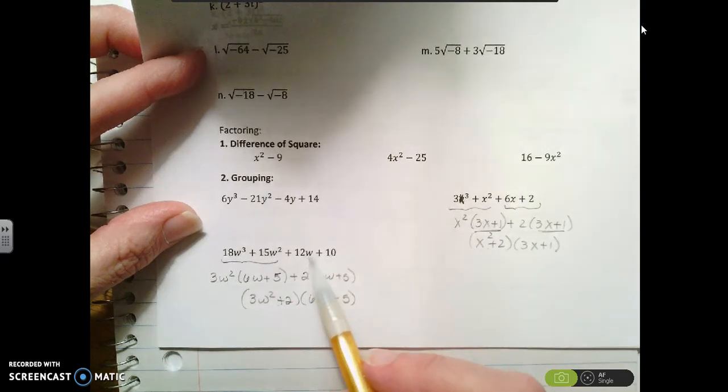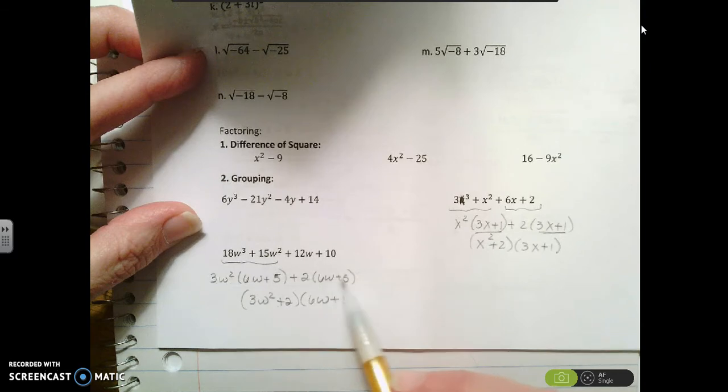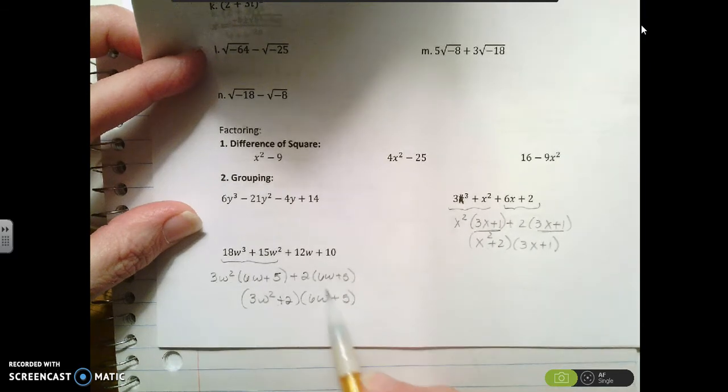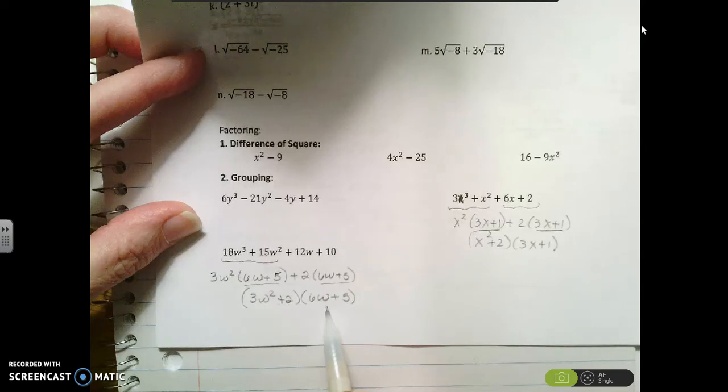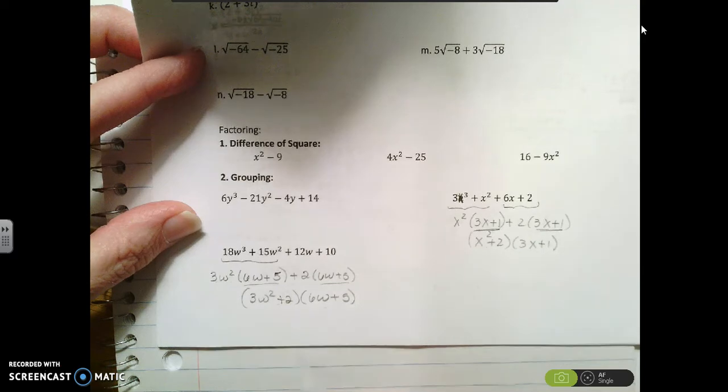Here I'm going to have a 2 in common, so if I factor out a 2, 12 divided by 2 is 6, and 10 divided by 2 is 5. So notice again I've got the 6w plus 5 in common, so I can factor that out and write down what I'm left with, 3w squared plus 2. So these are factoring by grouping. Watch the second video to get some more help on factoring.